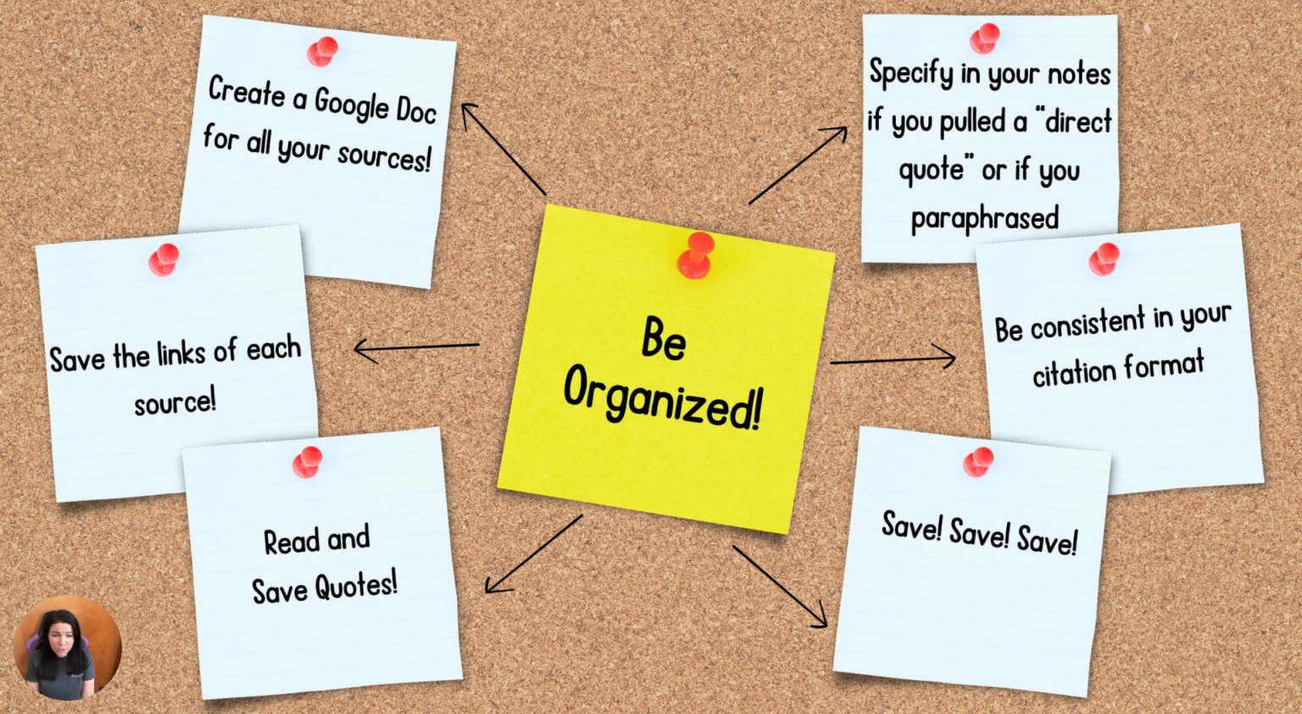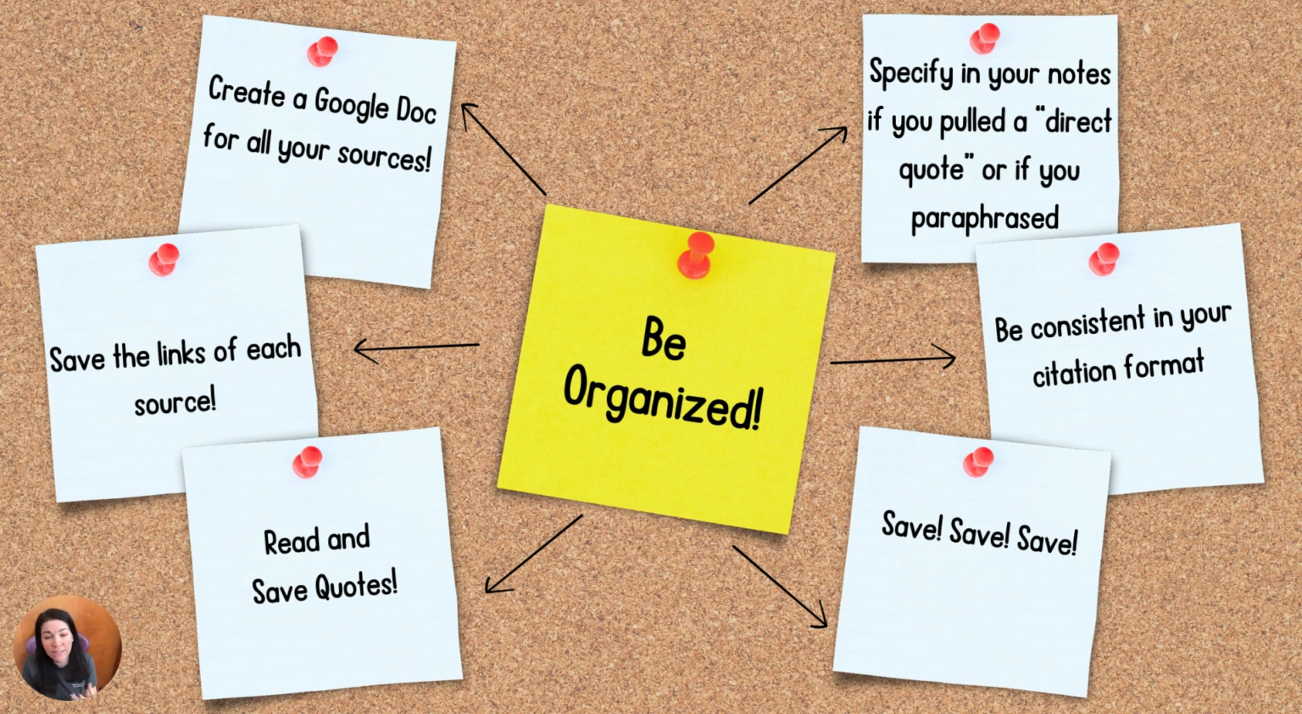Next is to go through your sources, read and save quotes. What part of the source aligns with your topic? What can you use for your project or your paper? And that way you specify in your notes if you pulled a direct quote. Are you copying from the source and pasting it into a Google Doc? If you are, make sure you put the page number down, the author down, and the source down so you can accurately quote it.